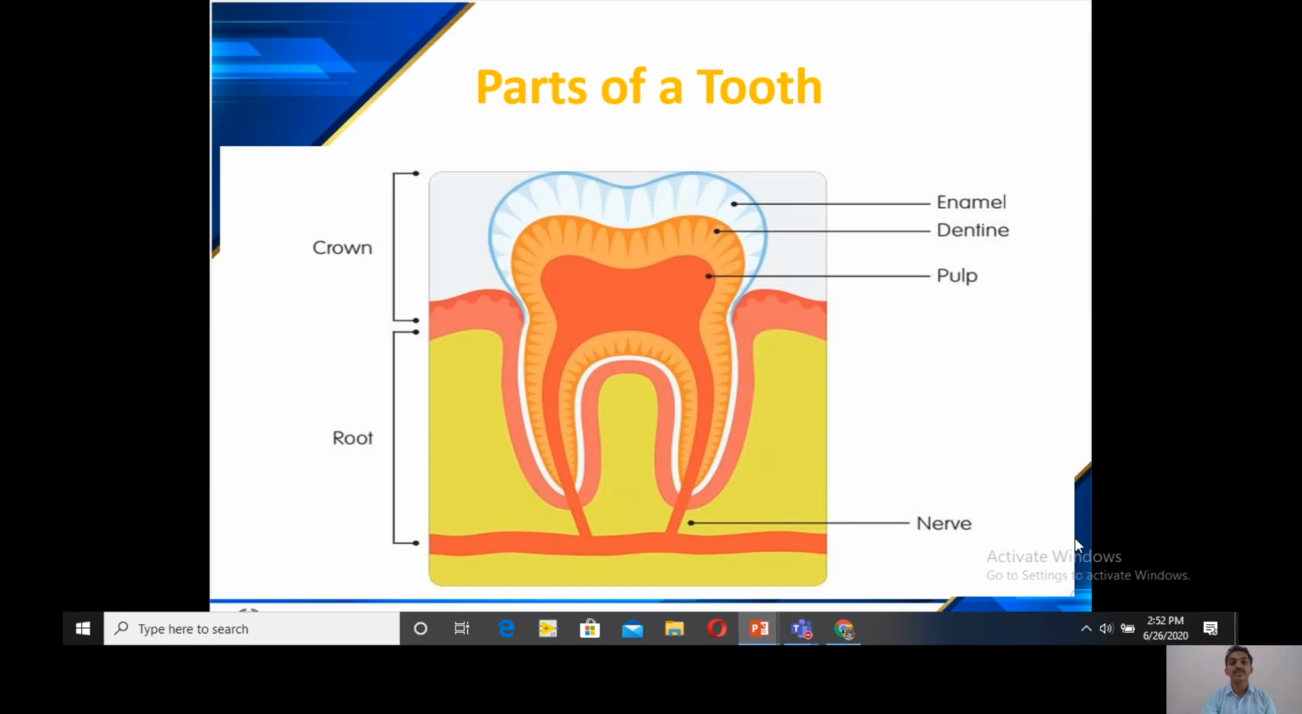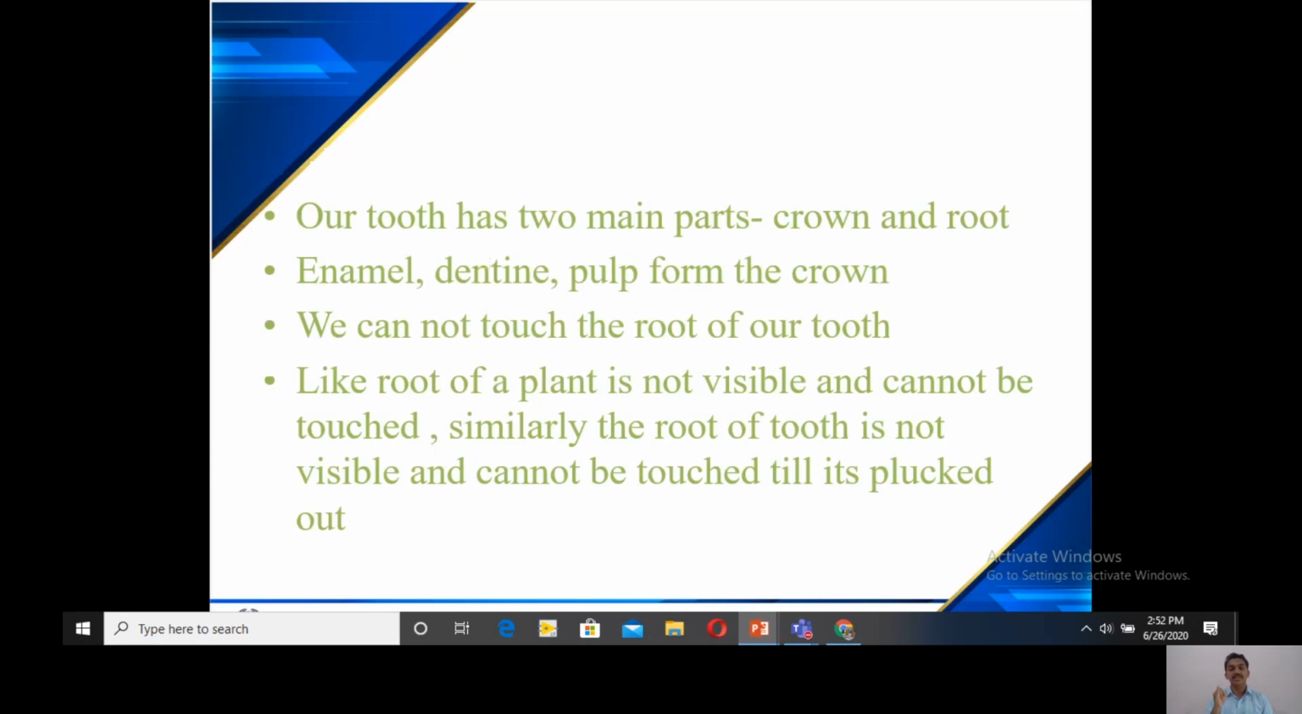So what did we understand? Our tooth has two main parts. The first one is the crown and the second one is the root. Enamel, dentine and pulp form the crown, and we cannot touch the root of our tooth. Can we touch it? No. Like the root of a plant, it is not visible and cannot be touched. Similarly, the root of a tooth is not visible and cannot be touched till it is plucked out.